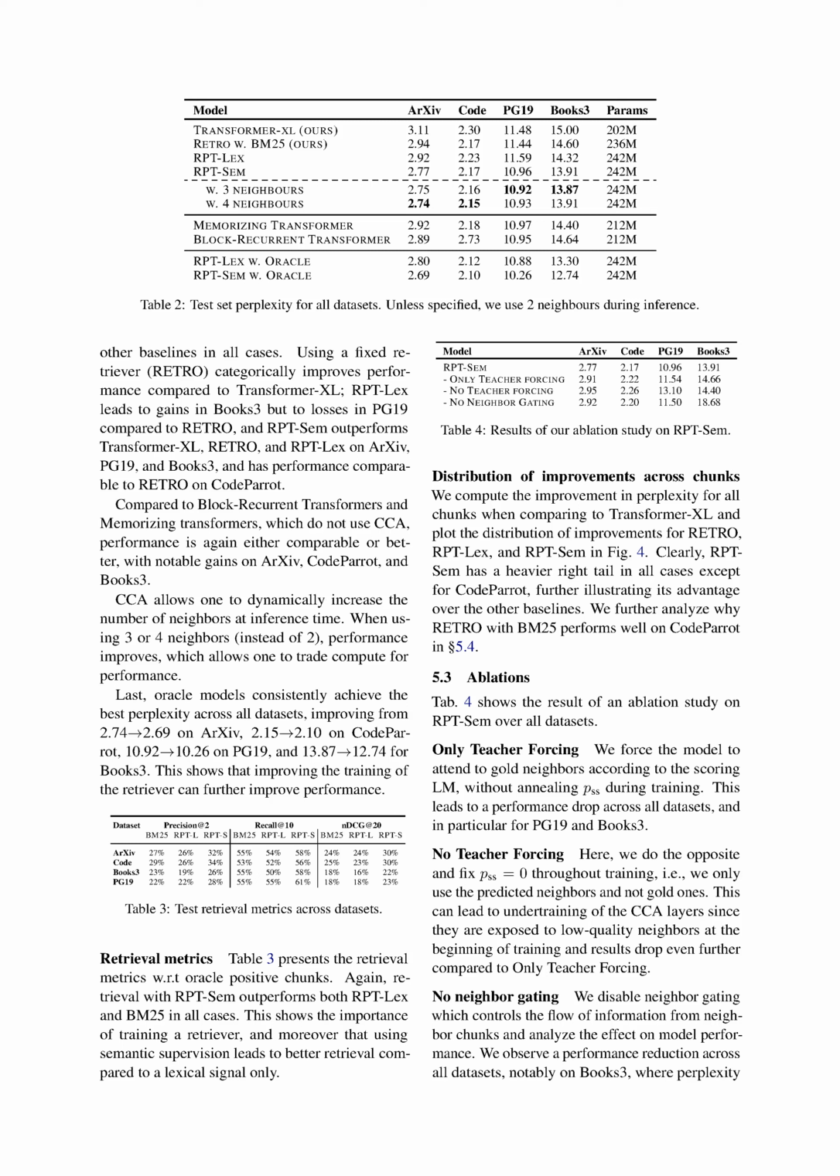Section Summary. The results show that RPT-Sem outperforms other baselines, including Transformer XL, Retro, and RPT-Lex, on Archive, PG19, and Books 3, and has comparable performance to Retro on Code Parrot. The use of CCA allows for dynamic increase in the number of neighbors at inference time, resulting in improved performance. Additionally, oracle models consistently achieve the best perplexity across all datasets, indicating that improving the training of the retriever can further improve performance.